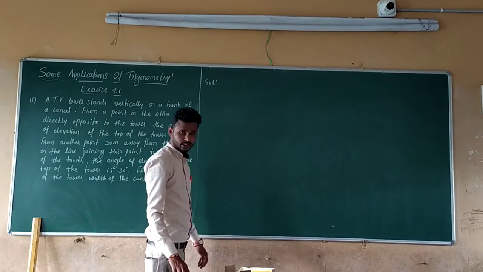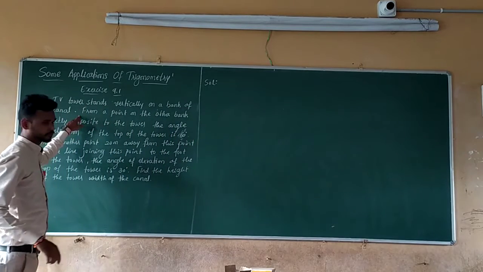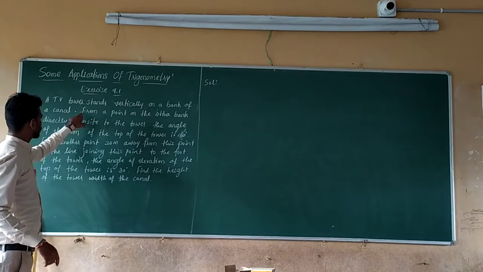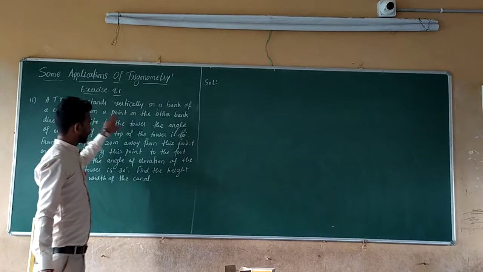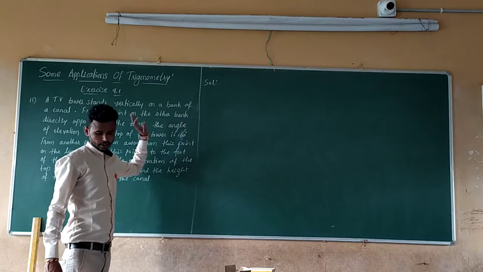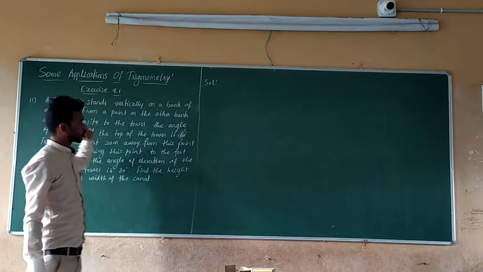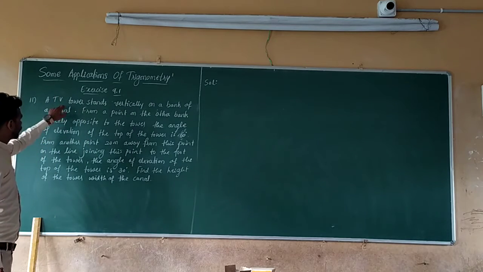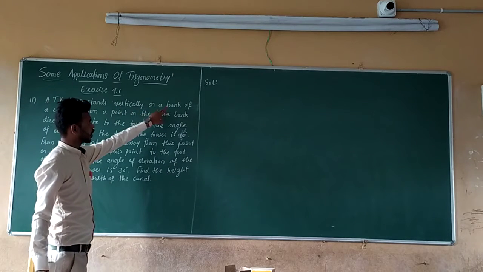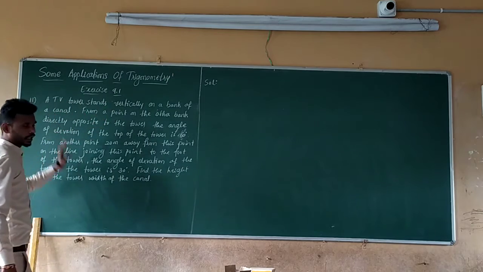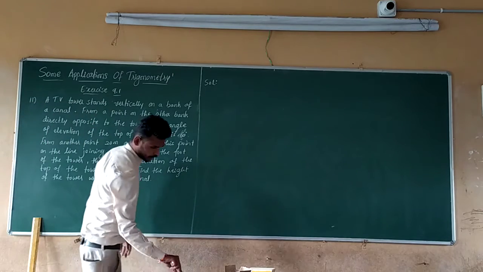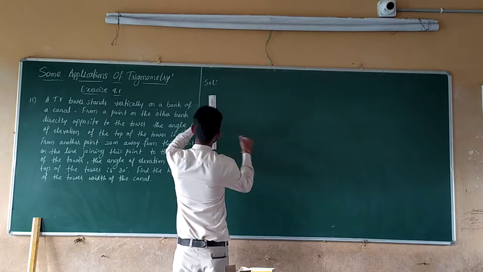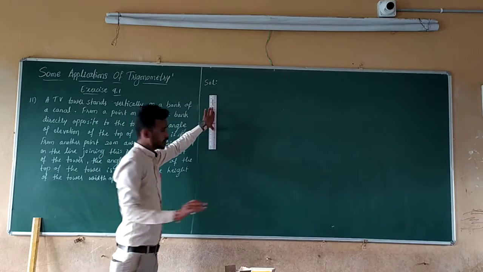Okay, dear students, let us see the 11th question. Somewhere it is said that they are not getting these problems, 11 and 14. So let us see the 11th question now. A TV tower stands vertically on a bank of a canal. They have given the diagram also.